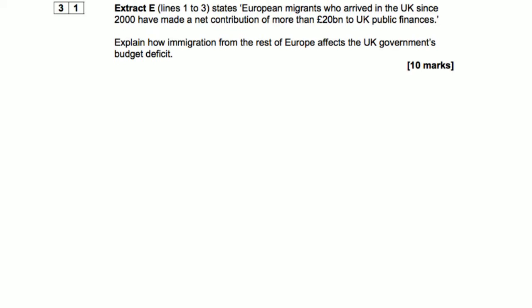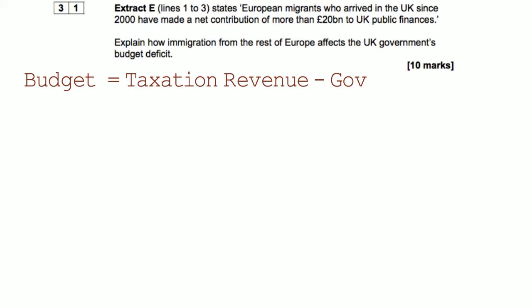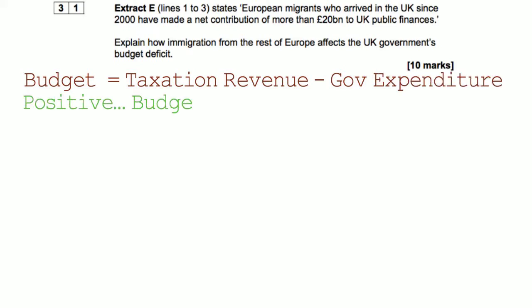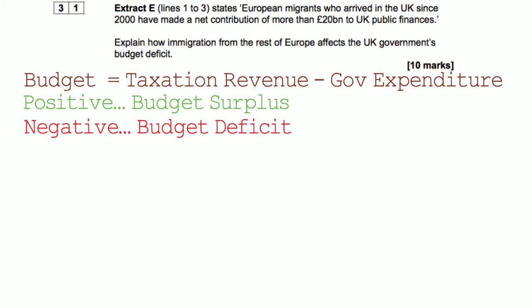So to answer this question, I think first we should define what a budget deficit is. We can do this by defining what a budget is, and we can work out the government's budget by doing its taxation revenues minus its government expenditure. If this figure is positive, it means that the government is running a budget surplus. If this figure is negative, it means that the government has a budget deficit. A budget deficit will be where the government is spending more than it is receiving in taxation. That defines what a budget deficit is.